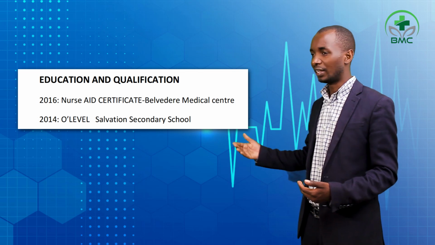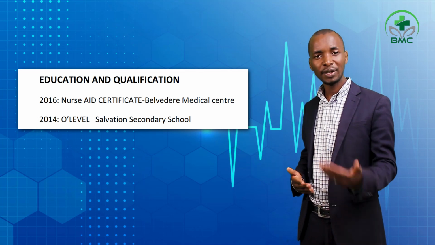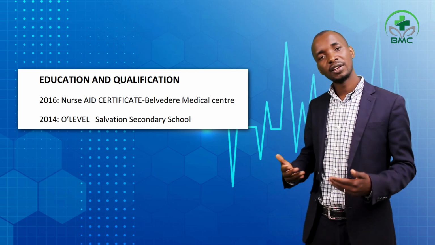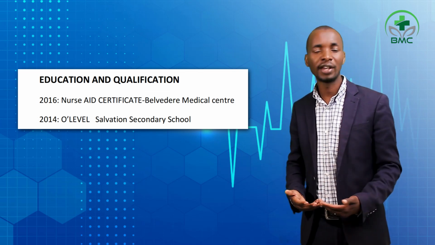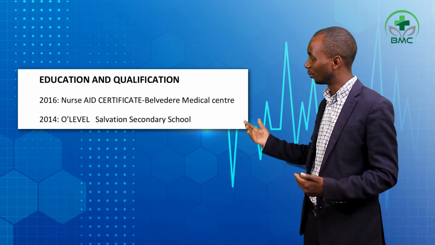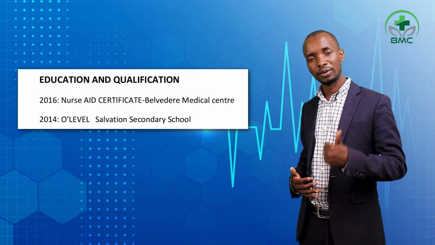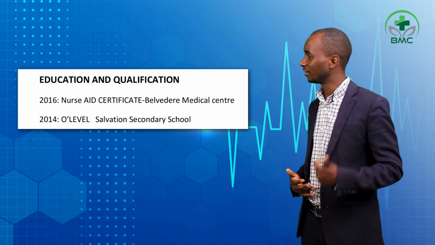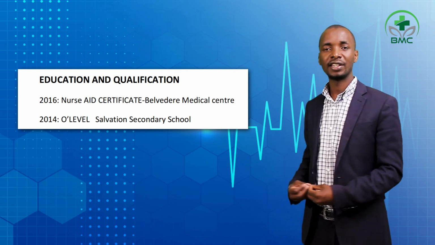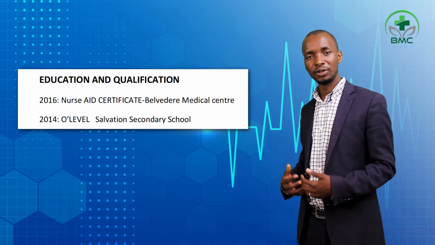If you obtained the nurse aid certificate at Belvedere Medical Center, make sure that you include that you got that qualification at Belvedere Medical Center in 2021 or 2022. So that's what you need to put on your qualifications. Make sure you include the year where you obtained that qualification, the institution in full. Don't put BMC, put Belvedere Medical Center instead of putting abbreviations. So that's on your qualifications.